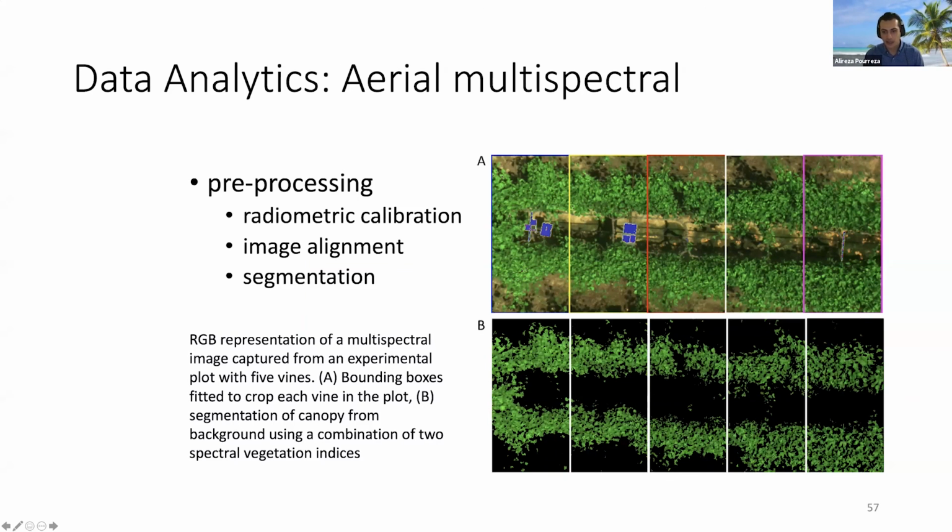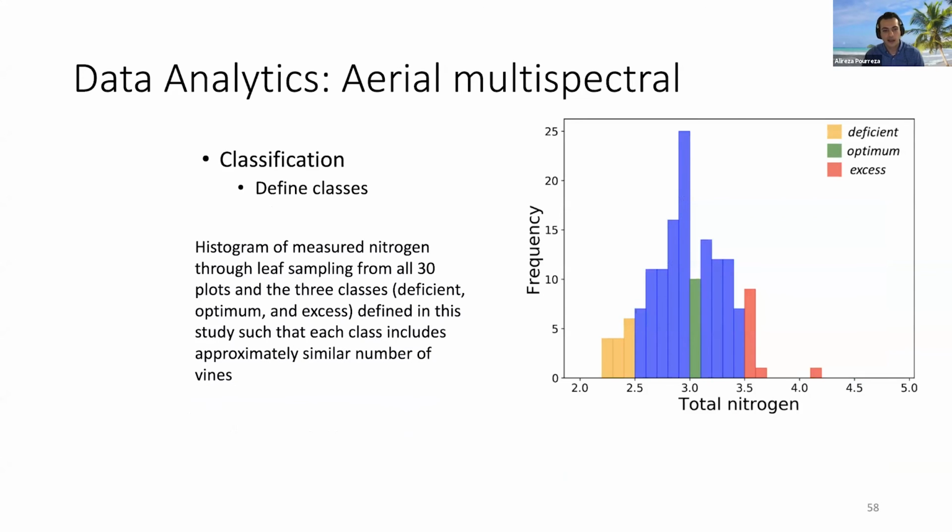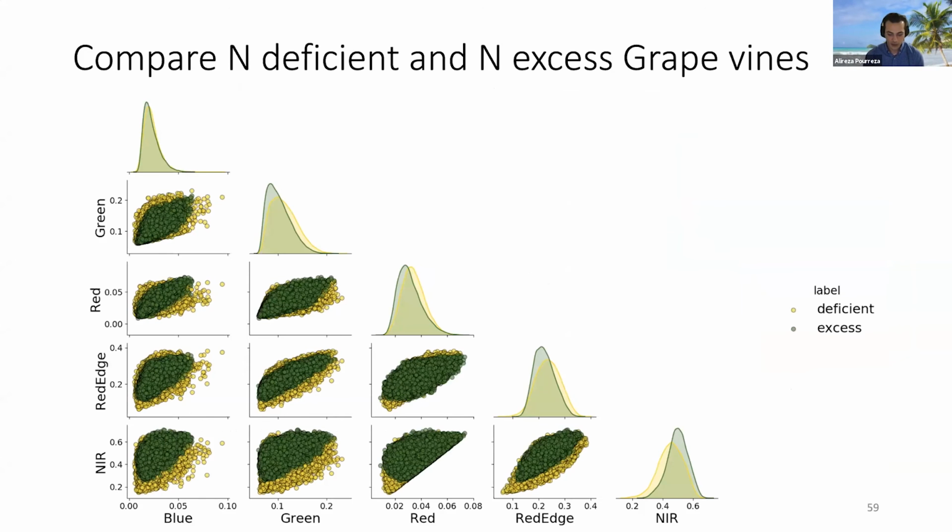So we segmented them, analyzed them, and these are the histograms of different nitrogen measurements in the lab analysis. We can see that below 2.5 can be considered deficient, and above 3.5 can be considered excess. So we use these 2 excess and deficient classes to train a classifier and see how it works for other samples. So let me just skip this.